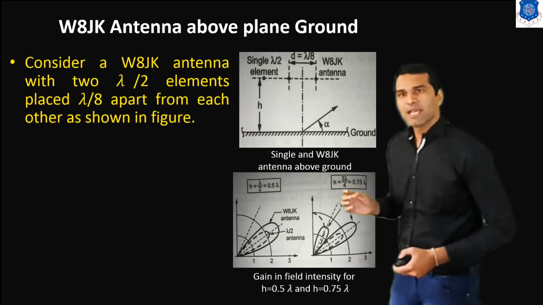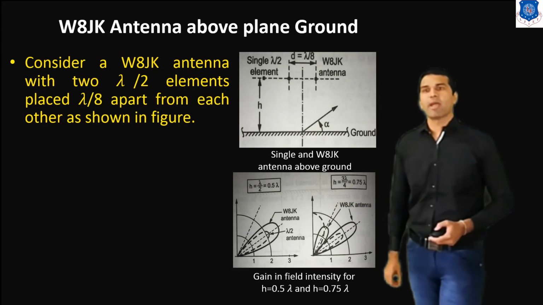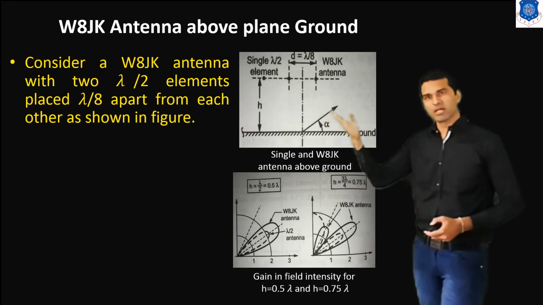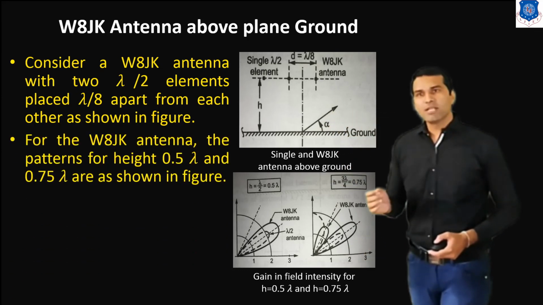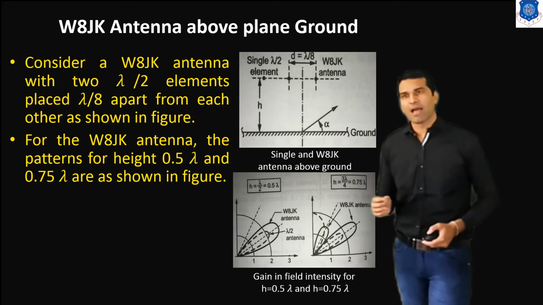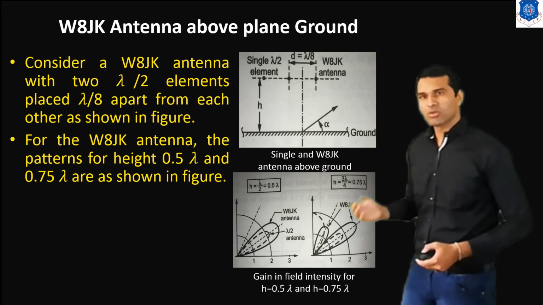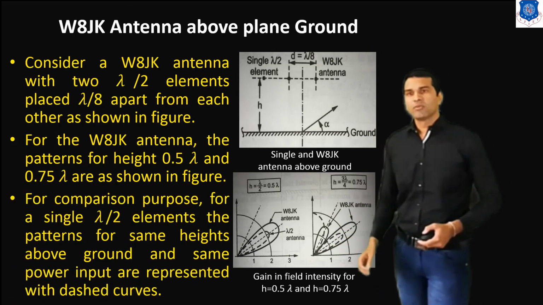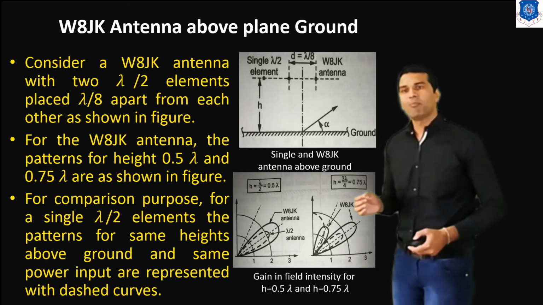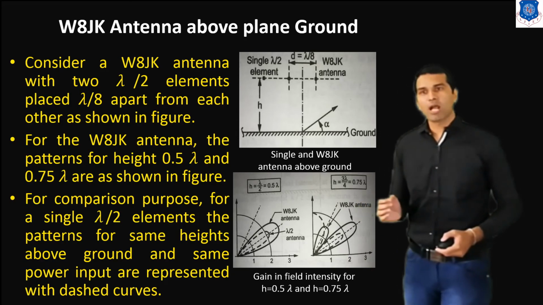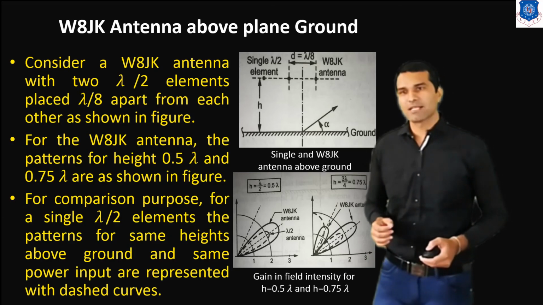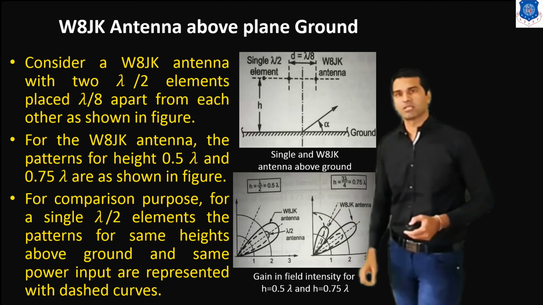Consider a W8JK antenna with two λ/2 elements placed λ/8 apart from each other as shown in this figure. For the W8JK antenna, the patterns for heights 0.5λ and 0.75λ are shown in this figure. For comparison purposes, for the single λ/2 element, the pattern for the same height above ground and the same power input is represented with the dash curve. So here this dash curve is represented.